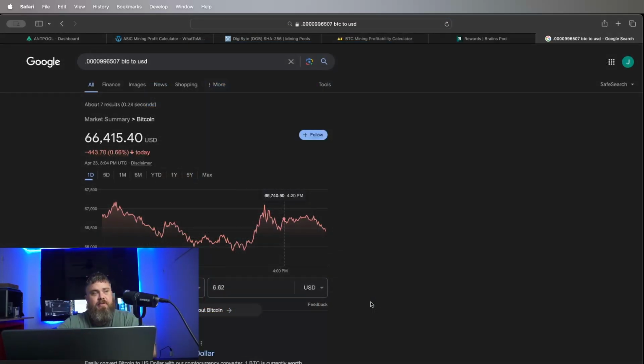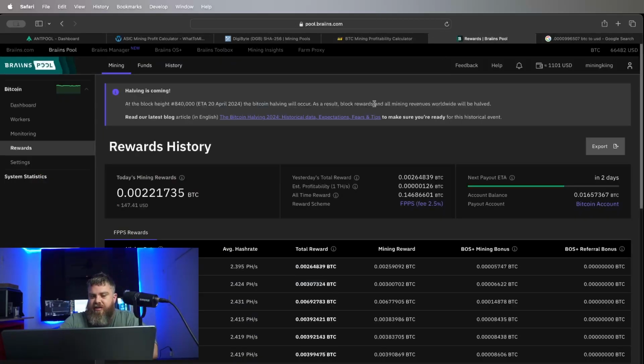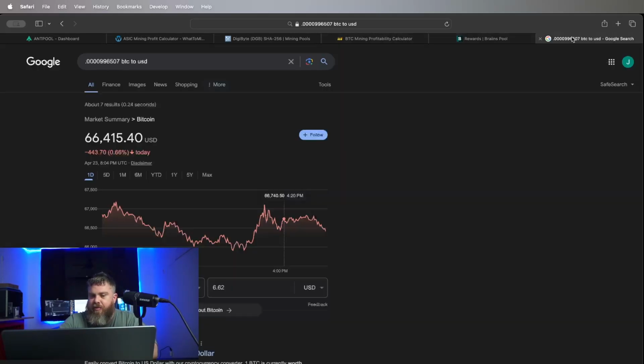So let's go ahead and figure out what that actually is a day. 0.000099. Okay, so my pool yesterday, according to this, it's not looking good. With my hash rate, I generated a total of $172.25 worth of Bitcoin, and each machine brought in approximately this amount here, which is going to be $6.62. So it is not looking good.